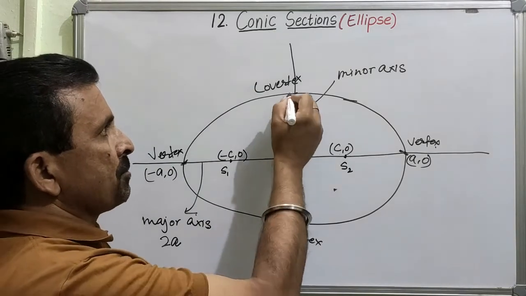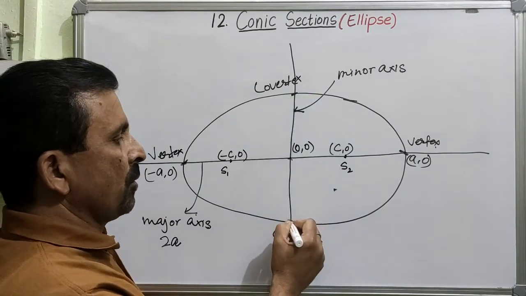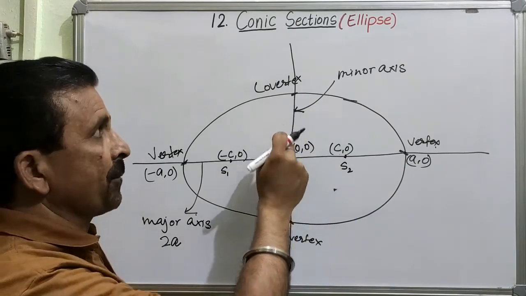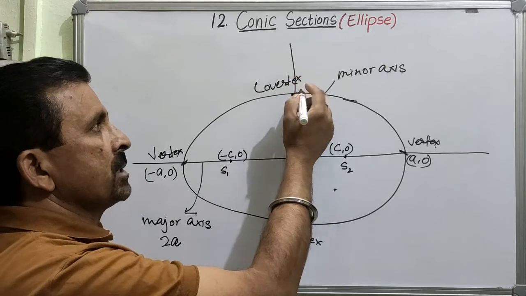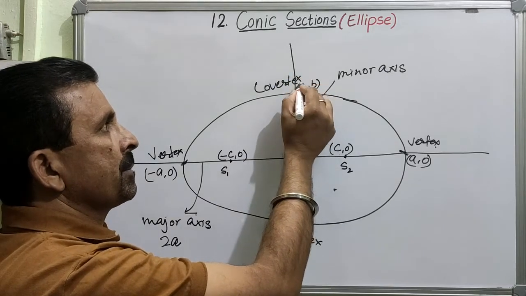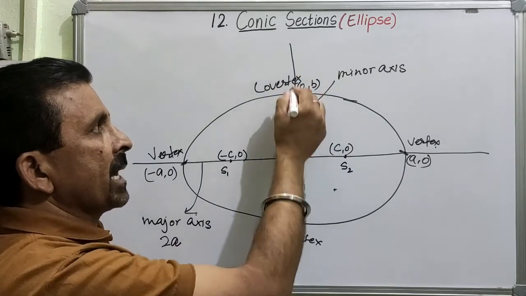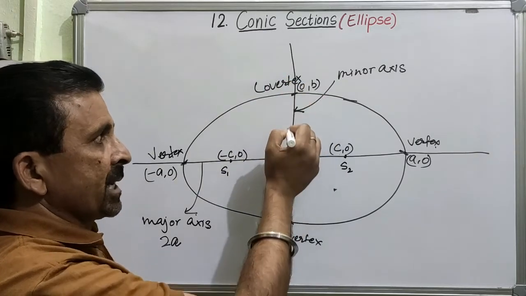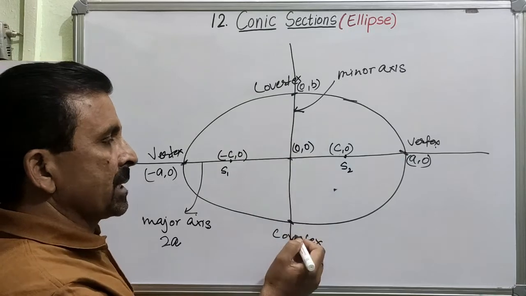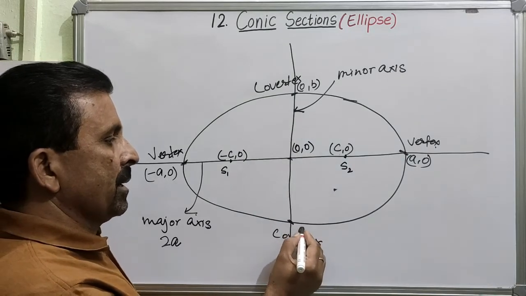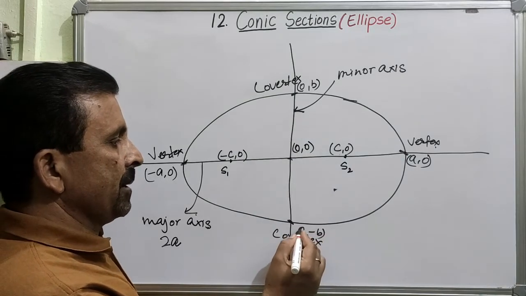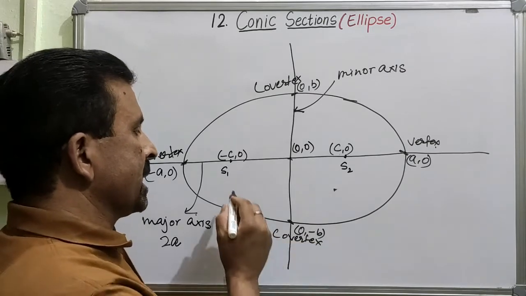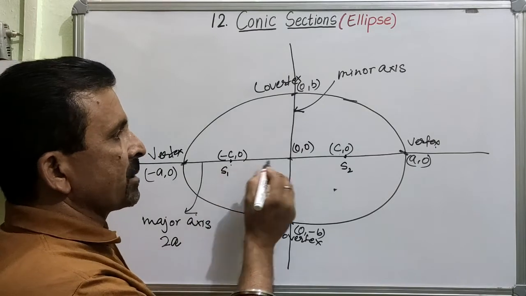Now these two co-vertices are at a distance of B from the center. Therefore the coordinate of this will become 0, B, right? Because this is on the y-axis, where x will always be 0. Therefore the first coordinate is 0 and the second coordinate is the distance from the origin. So likewise, the coordinate of this will become 0 and negative B. Is it clear?